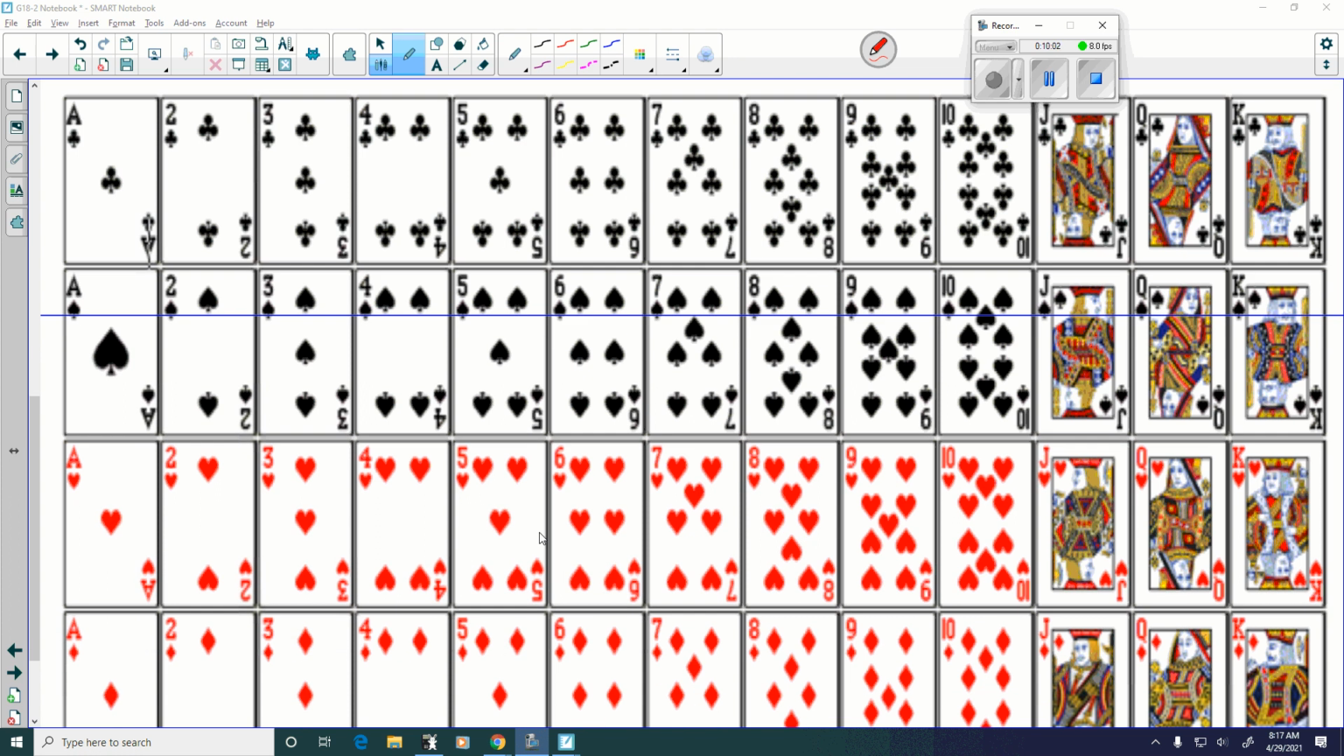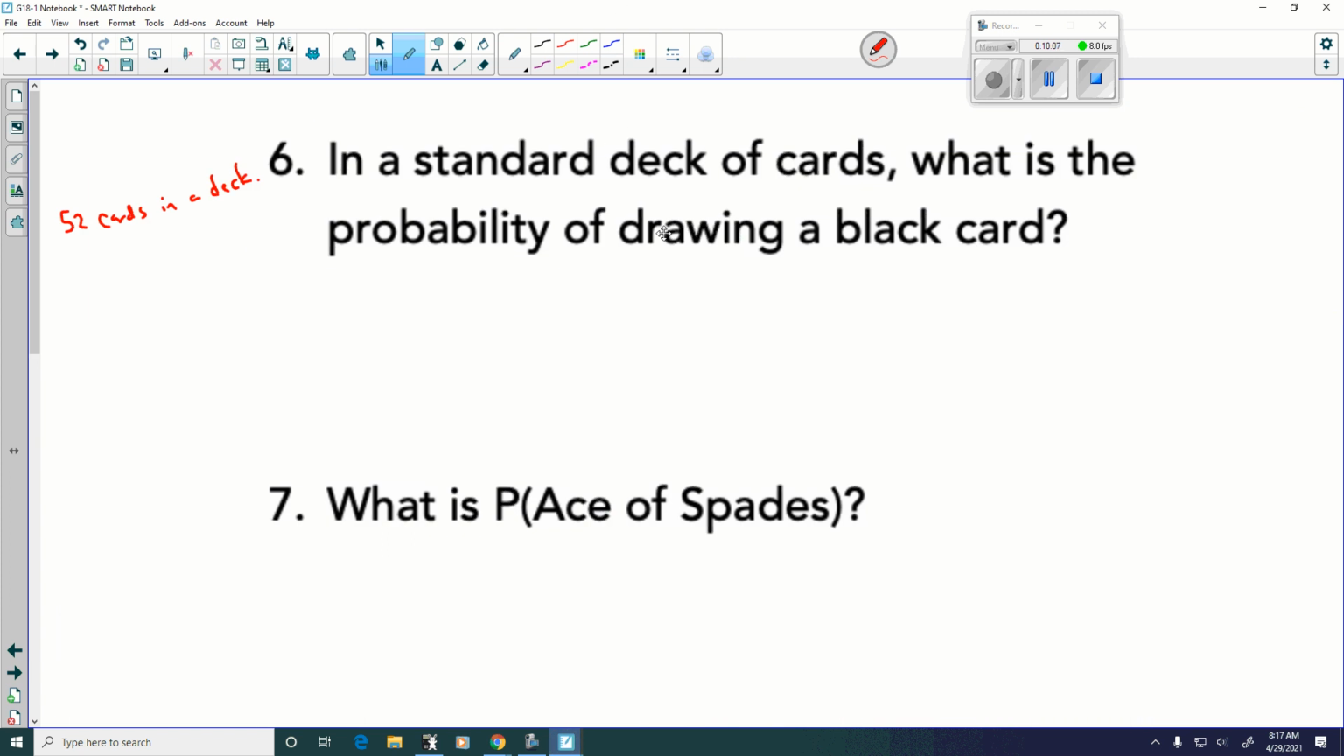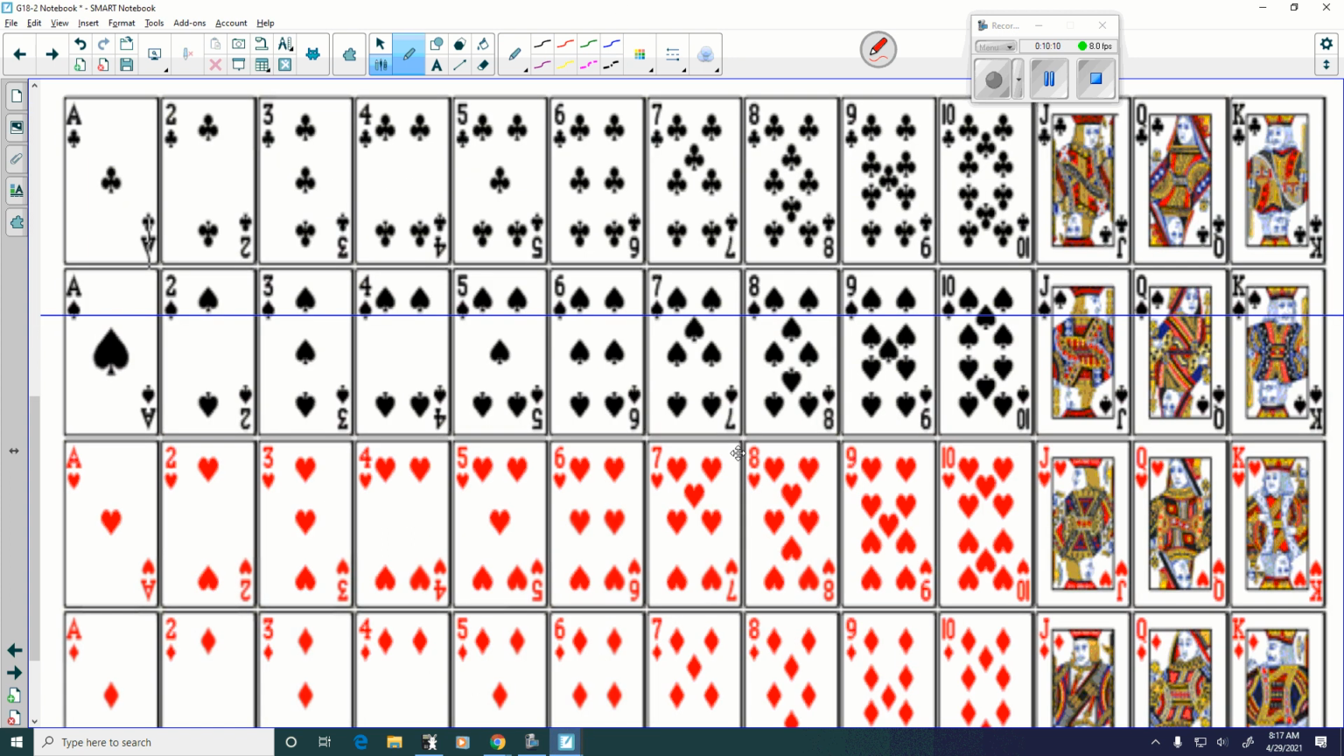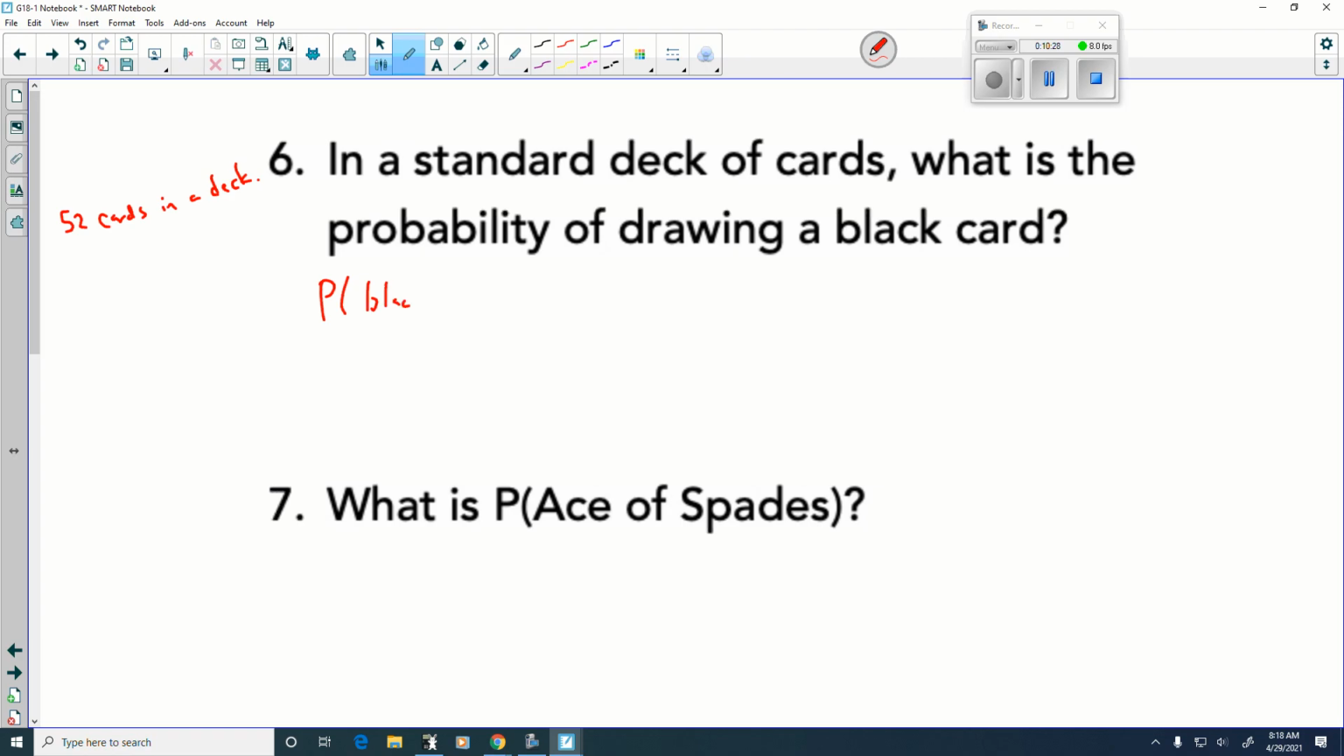So what we've got here in this question is it asks me, what's the probability of drawing a black card? So I could look here and count them up. 1, 2, 3, 4, 5, 6, 7, 8, 9, 10, 11, 12, 13, 14, 15, 16, 17, 18, 19, 20, 21, 22, 23, 24, 25, 26. So the probability it's a black card is 26 out of the 52, and that reduces down to 1/2.